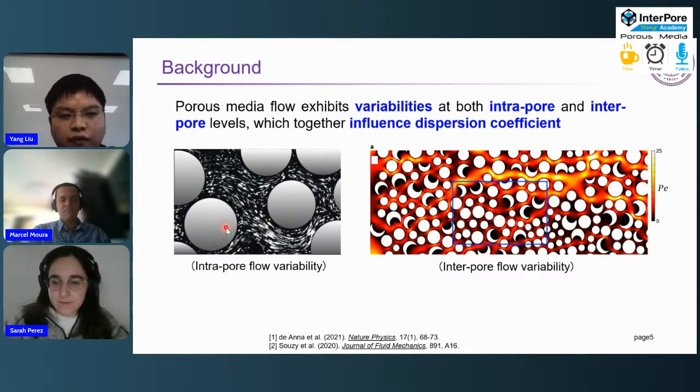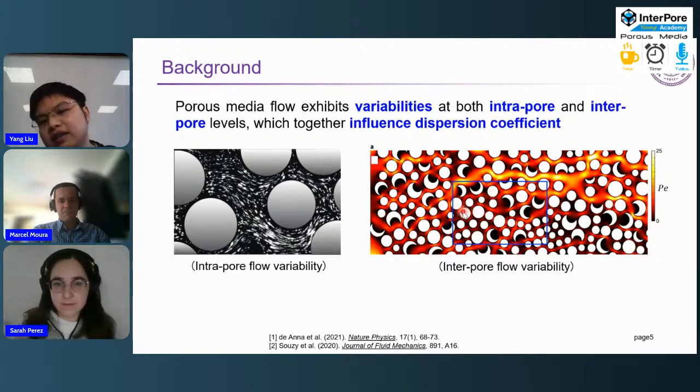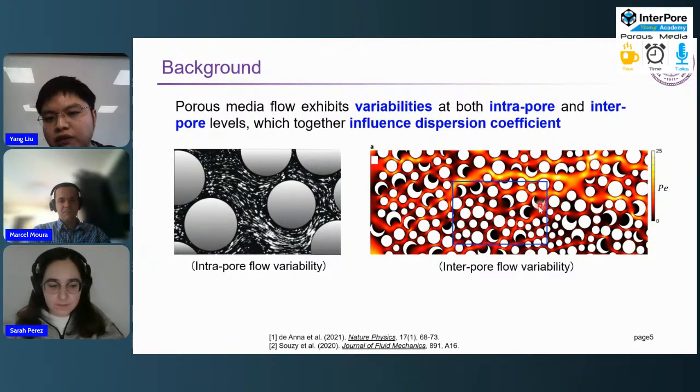The intrapore flow variability is caused by the no-slip boundary condition near the walls and the complex pore geometries, resulting in larger velocity at the pore center and a smaller velocity near the walls. The interpore flow variability arises from the structural heterogeneity, causing significant variations of flow characteristics across different pores, just as the right figure shows.